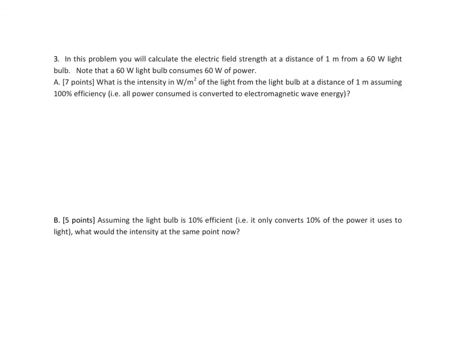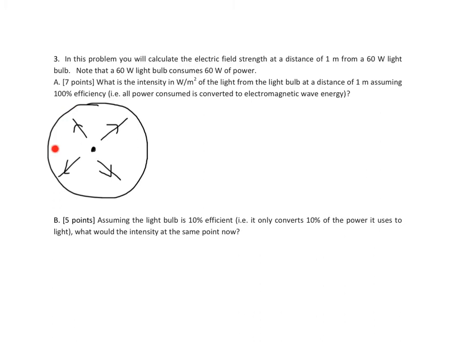In this first problem, you have to use the total power emitted by the light bulb, and you divide by the area of a sphere with a diameter of 1 meter. Let me draw a picture of that. This circle represents a sphere at a distance of 1 meter from the light bulb. The light bulb is here at the center, so the light is coming out equally in all directions. So that power is uniformly distributed over this surface.